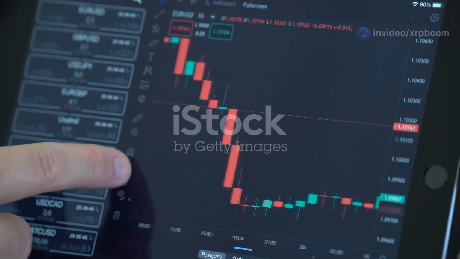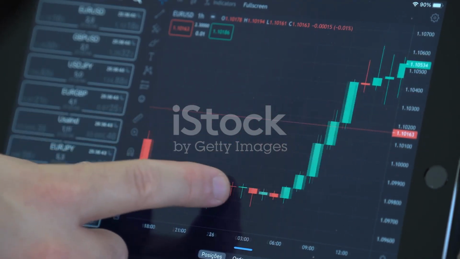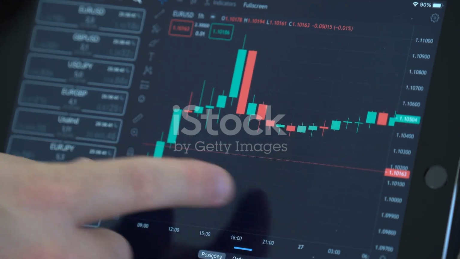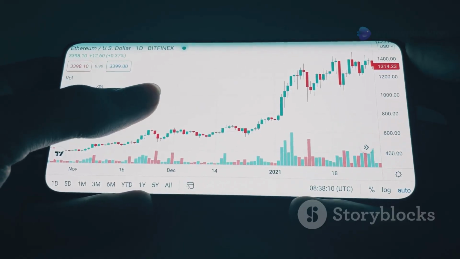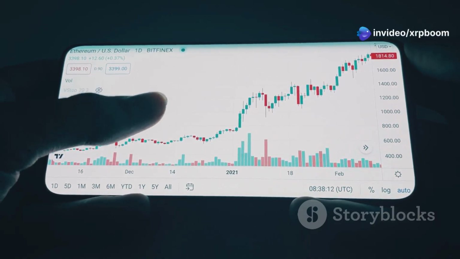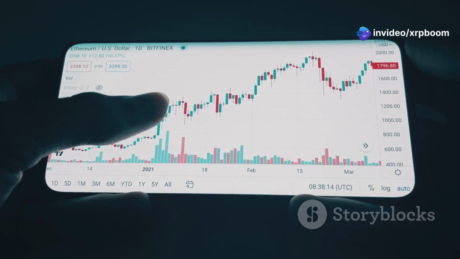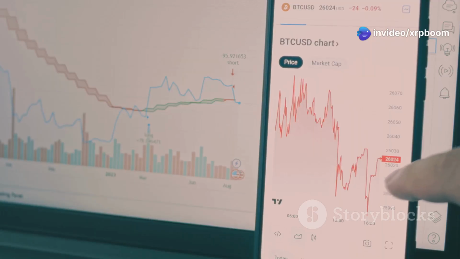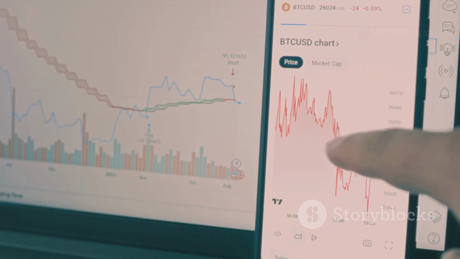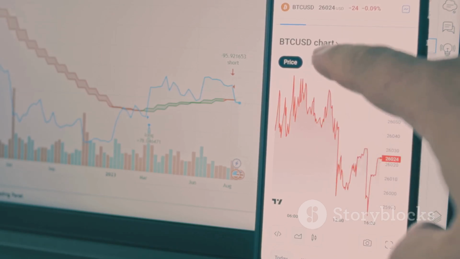Section 5. Chart your course to crypto success. Mastering candlestick charts is like having a superpower in the crypto world. It allows you to identify trends, anticipate potential reversals, and make more informed trading decisions. Remember, candlestick charts are not crystal balls, but they are powerful tools that can significantly improve your trading game.